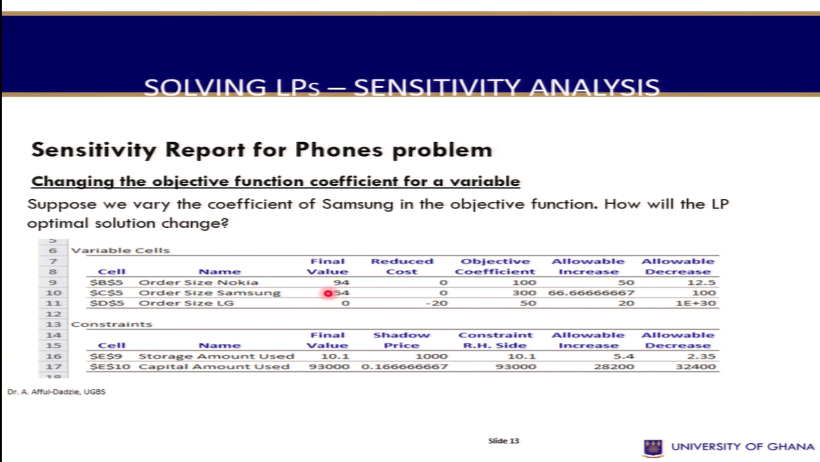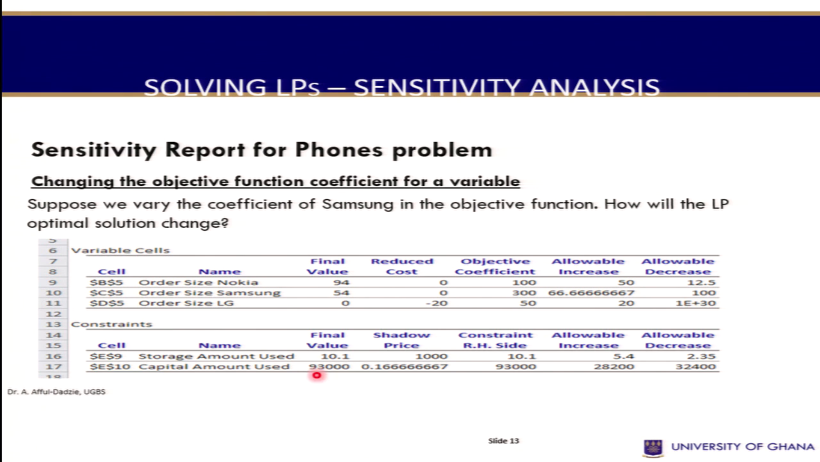We can do the same for Samsung. Samsung has an allowable increase of 66.67 and an allowable decrease of 100. This tells us that we can reduce the profit for Samsung by a maximum of 100, and within that range, our final value would still remain the same. Or we can increase from 300 to about 366.67 cedis, and our final optimal solution will still remain the same.